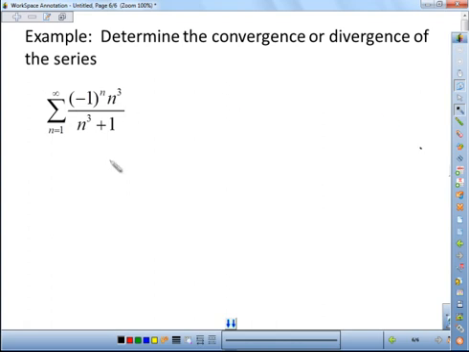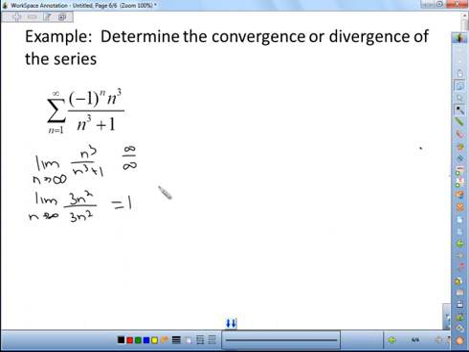So we're going to use the alternating series test. So we need to check when it goes to infinity. So notice I get indeterminate, I get infinity over infinity. So I'm going to use L'Hopital's rule. Which is equal to 1. So this does not equal 0. So I cannot use the alternating series test.